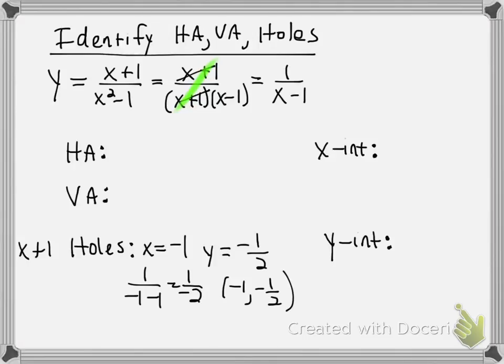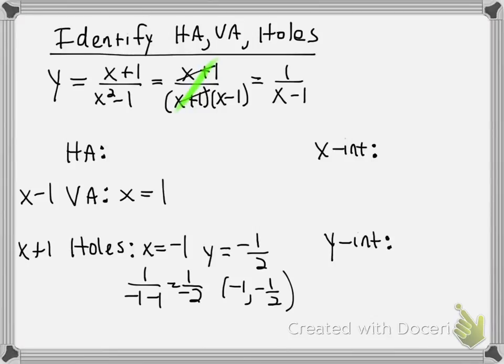Now the next piece is that 1 over x minus 1. That function, we're going to try to identify verticals and horizontals. Now remember, a vertical asymptote is anything that makes your denominator 0. So I have a factor in my denominator. My factor is x minus 1. I'm going to write my vertical asymptote as x equals 1.